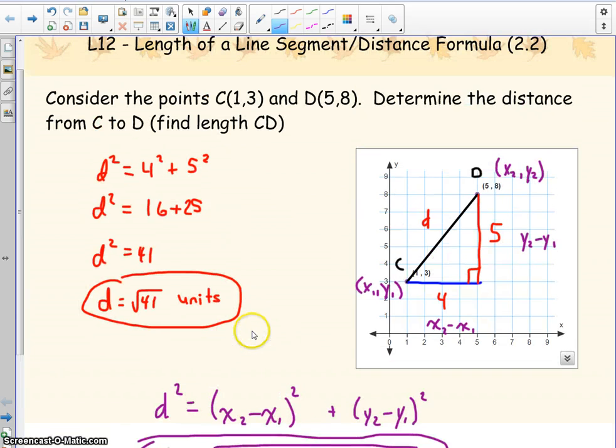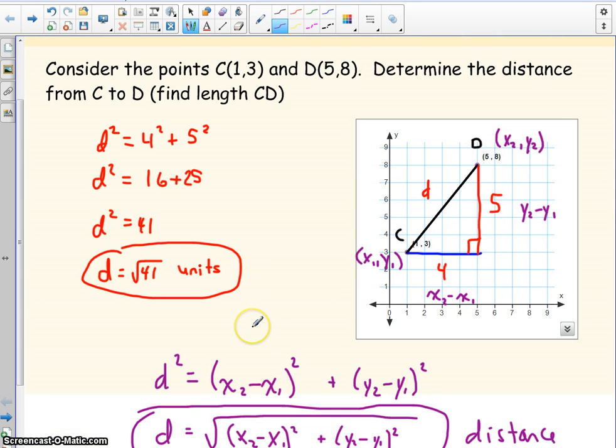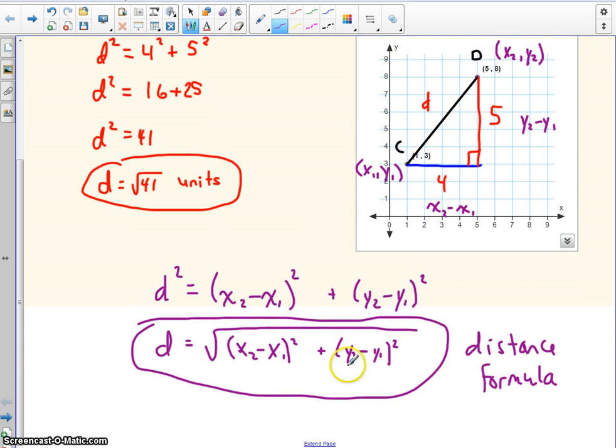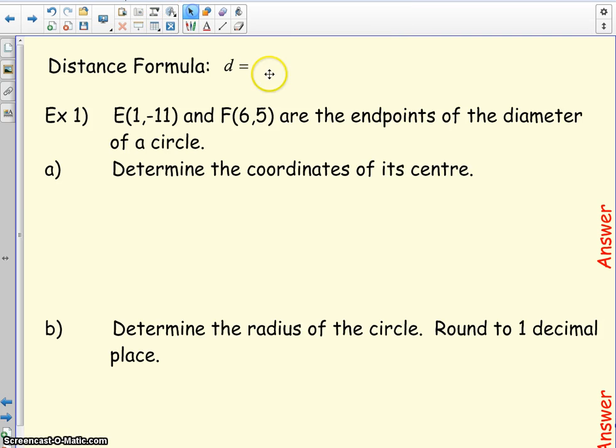Okay. So once we have that, any 2 points I give you, I want to find the length of the line segment connecting those 2 points, I can calculate using this formula right here. Okay, so let's put that to work. There's my formula right there.